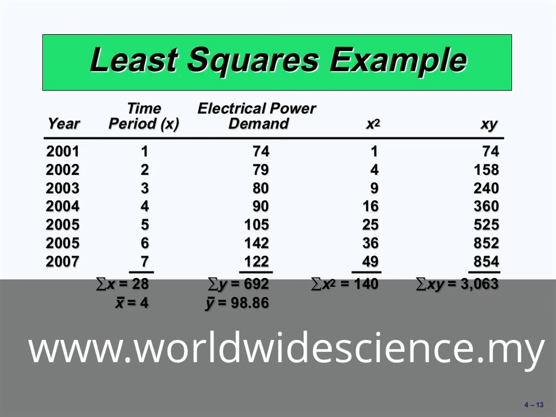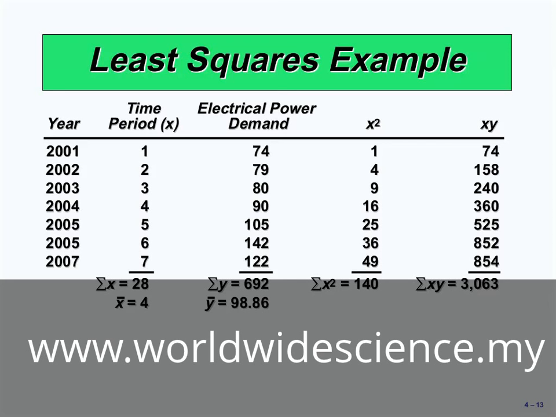When you calculate this, you should calculate the sum of these numbers: 1 plus 4 plus 9 plus 16 plus 25 plus 36 plus 49. If you calculate the sum of these numbers, you will get sigma x power 2 equals 140. And then you should calculate x multiplied by y.